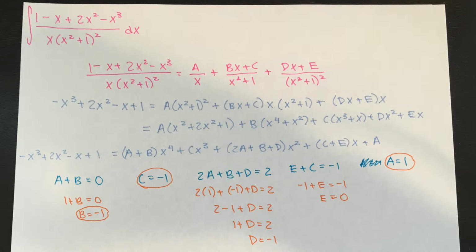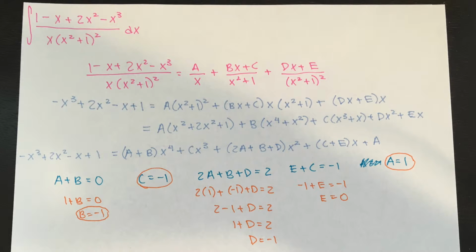After we do this, we can compare the right side of the equation with the left side of the equation. If we look at (a plus b) times the quantity x to the 4th, we can see that on the left side of the equation there is no x to the fourth variable. So that means that a plus b, the constant in front of x to the fourth, has to add to equal 0. We then look at the next variable, cx cubed.